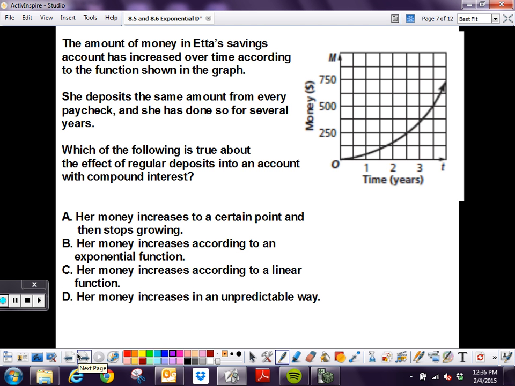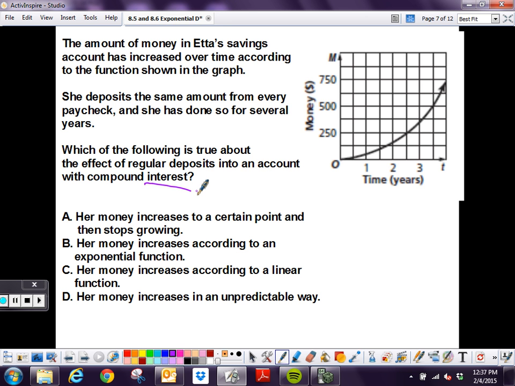Okay, let's look at this next one. All right, the amount of money in Edda's savings account has increased over time according to the function shown in the graph. She deposits the same amount from every paycheck, and she has done so for several years. Which of the following is true about the effect of regular deposits into an account with compound interest? So there is still interest. Even though she's depositing the same amount, which we would think is linear, there's still interest being accrued, so that's not going to be linear.